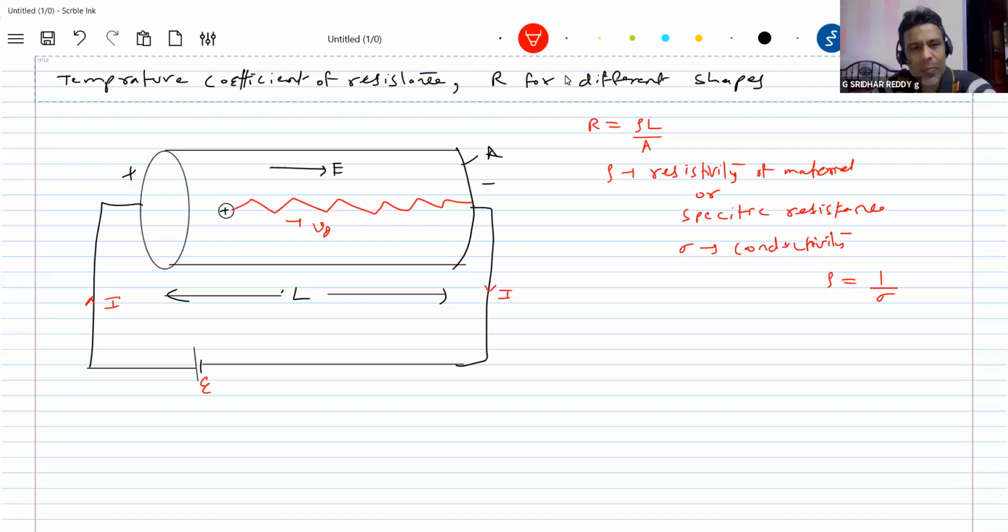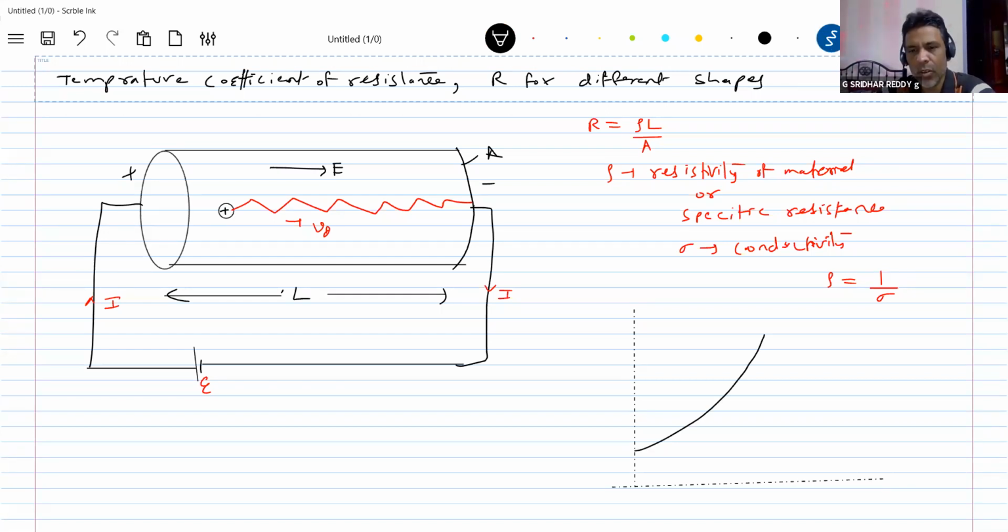Okay, now let me raise the temperature of this conductor. Then we know all objects will undergo thermal expansion. The length will increase, the area of cross section will increase. What will happen to the resistivity of the material? It is also going to change. The resistivity will vary with temperature. For most of the metals, in some books they have given a straight line, but actually it will be a curve.